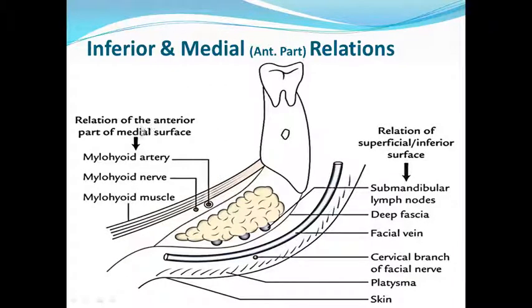Now talking about the relations of the medial surface. The medial surface of the superficial part of the submandibular gland will be discussed in three parts. The relations of the anterior part are the mylohyoid muscle, the mylohyoid nerve and the mylohyoid vessels. Here only the artery is built, but the vein is also along with it. So the mylohyoid vessels, mylohyoid nerve and mylohyoid muscle are in relation to the anterior part of the medial surface of the superficial part of the submandibular gland.